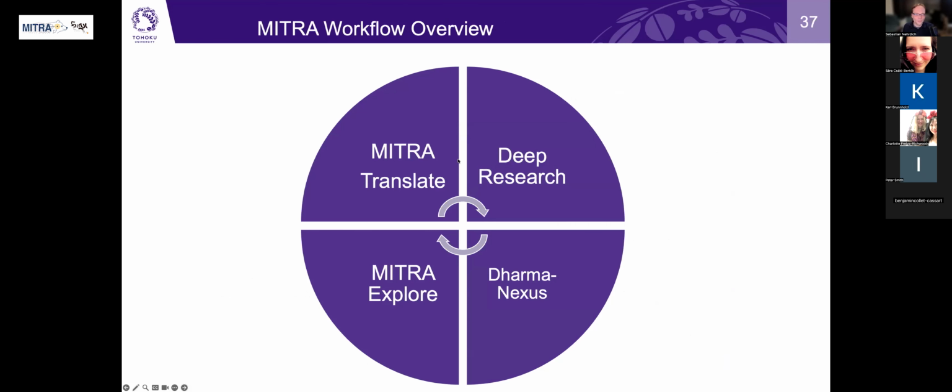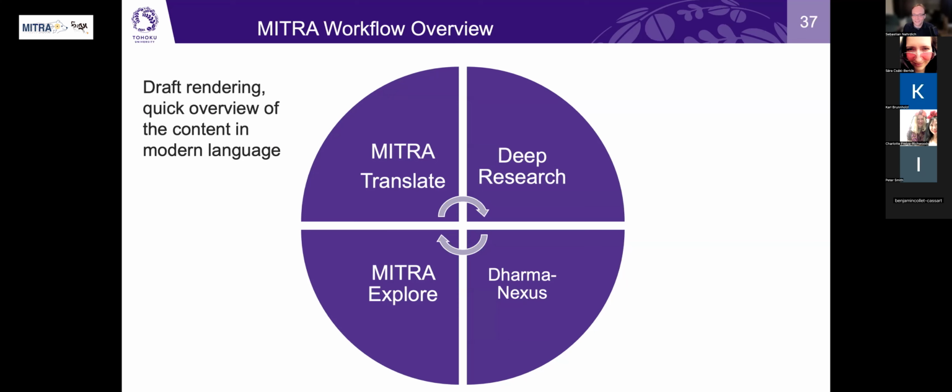So to summarize, we have the Mitra workflow system where we start with the translation system, which is mainly here to give draft renderings and a quick overview. It's not perfect and it's not designed to be perfect. So it's not there to replace translators, but to give a starting point. And then we have the deep research system, which gives an overview of the intertextuality, the links into Dharma Nexus, and helps to orient the passage in the larger data collection that we have.